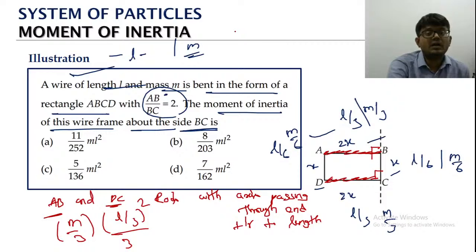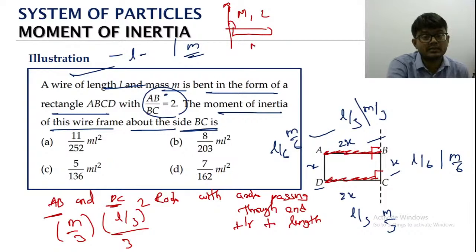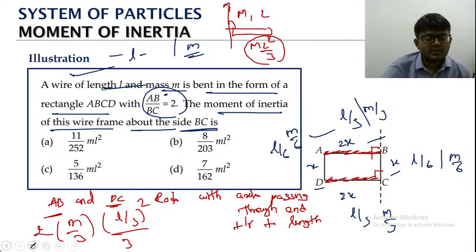Remember, if you have a rod of mass m and length L, with an axis passing through the end of the rod and perpendicular to the length, what is the moment of inertia value? M into L square by 3. For each of them, it is the same, right? So we have to put a 2. That is the moment of inertia of AB as well as DC added.